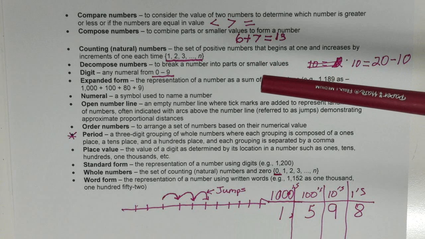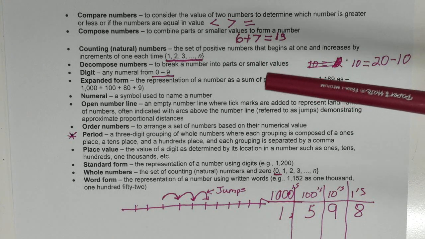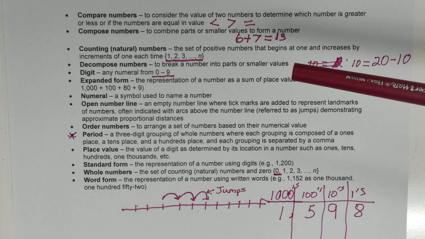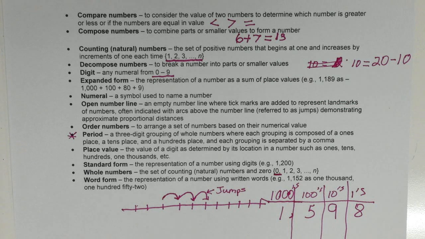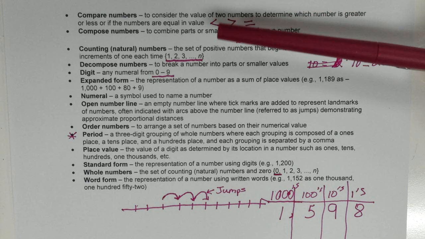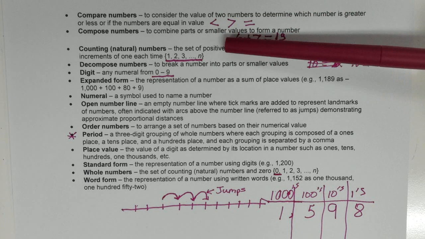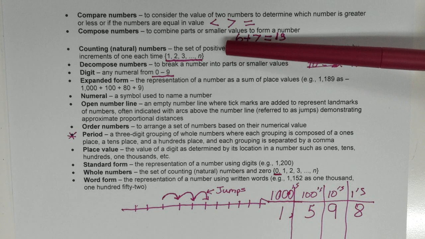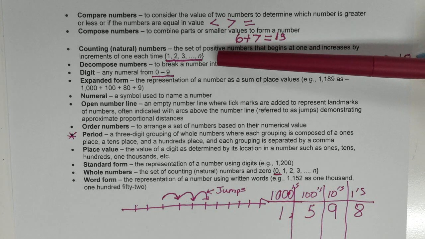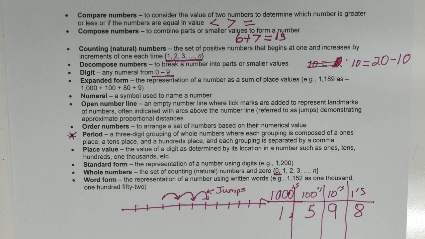Counting natural numbers: the set of positive numbers that begins at 1 and increases by increments of 1 each time. The word positive kind of helps when you're thinking about natural numbers and whole numbers. So natural numbers start at 1. 1, 2, 3, 4, 5, as high as you can count there, guys.